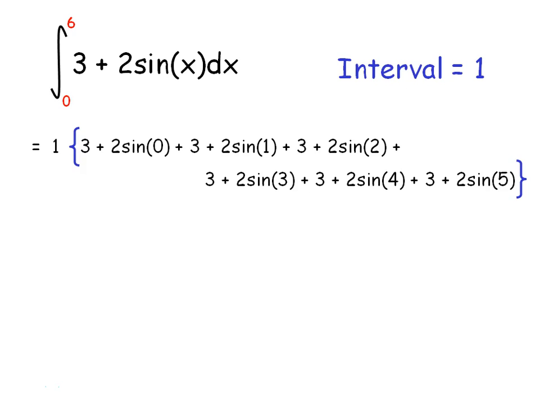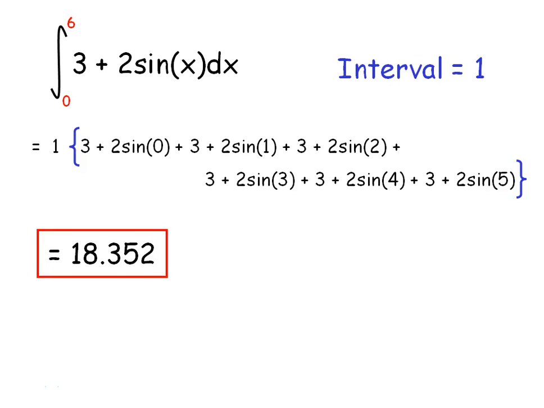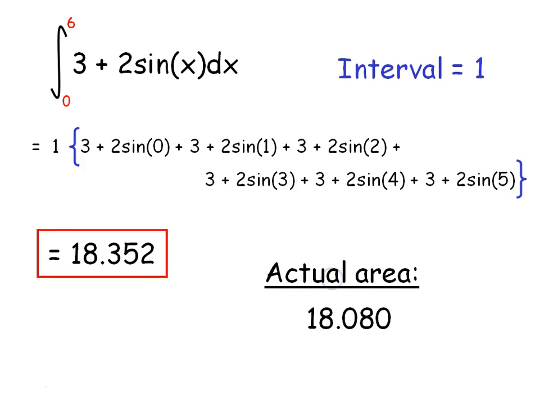So get your calculator. Our estimation is about 18.352. Now the actual area is about 18.080. So you can see actually a fairly close approximation. So this is just another example here. This is a left-hand Riemann sum, or an LRAM, to estimate our area.